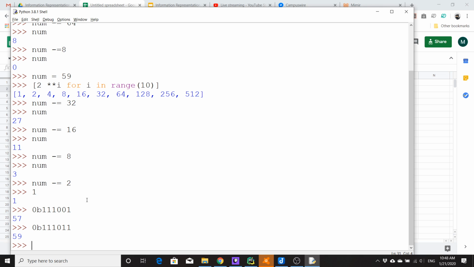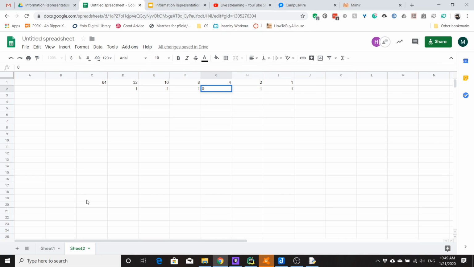Are there any questions about figuring out how to convert from a decimal number to a base 2 number? Should be fairly straightforward.